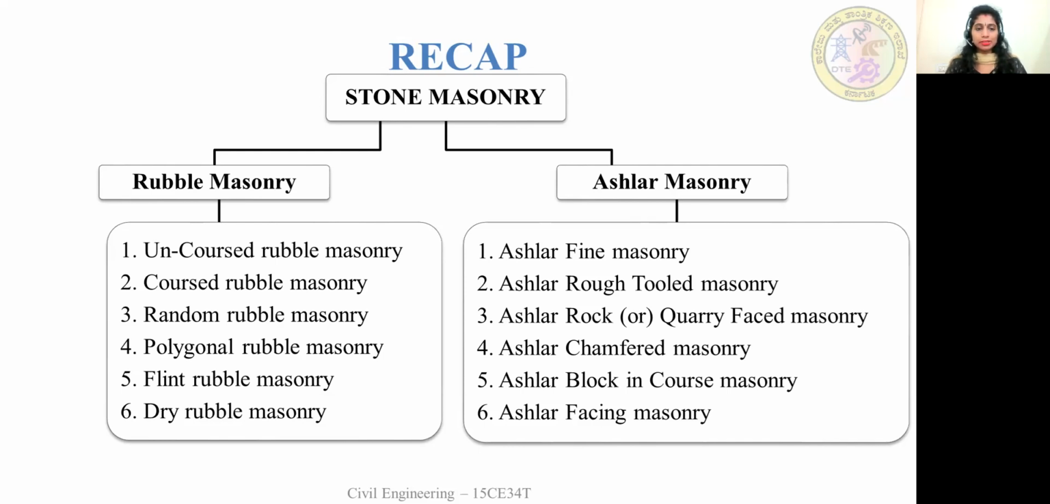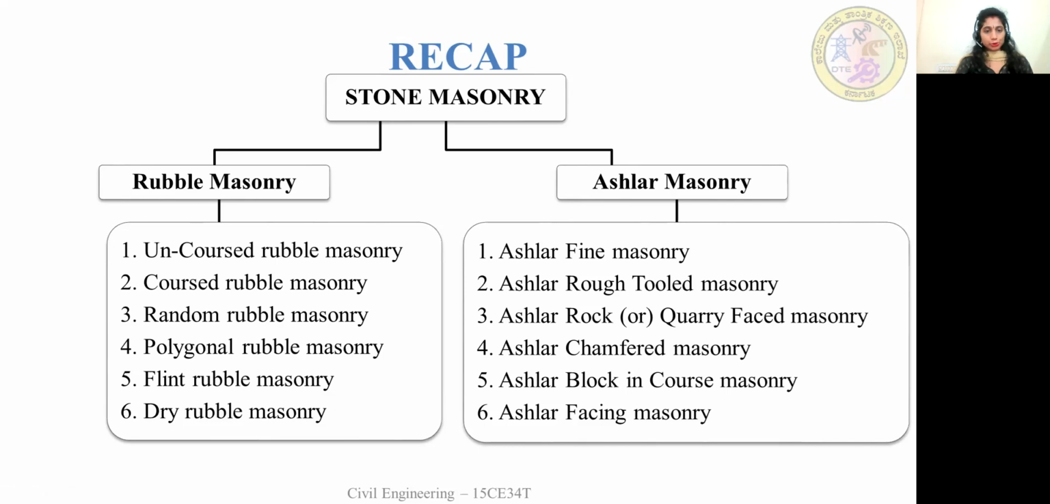The main difference between rubble masonry and ashlar masonry is that in rubble masonry, we use undressed or roughly dressed stones for the construction, and in ashlar masonry, we use finely dressed stones. That is one of the main differences between rubble masonry and ashlar masonry.